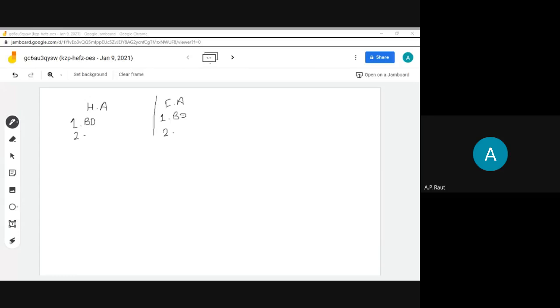And write down the next point in the half adder. Uses: computers and calculators. Computers and calculators means half adder is used in the computers or calculators. Then next, full adder.